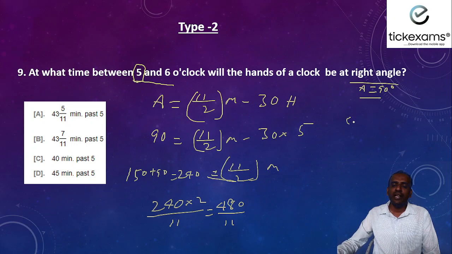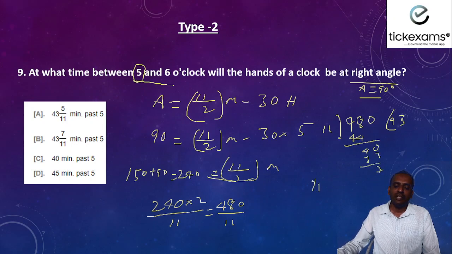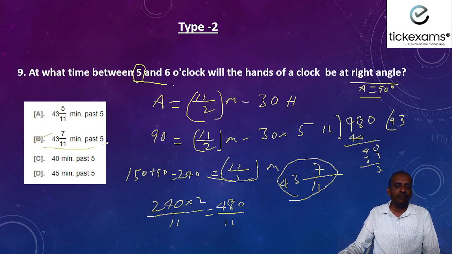So when we divide 480 by 11, 11 fours are 44, you have 40, 11 threes are 33, 7. So you get 11 here, 43 here and 7. So this will be the answer. So after 5 o'clock, 43 7 by 11. Yes, we have option B, 43 7 by 11 minutes past 5 is the answer.